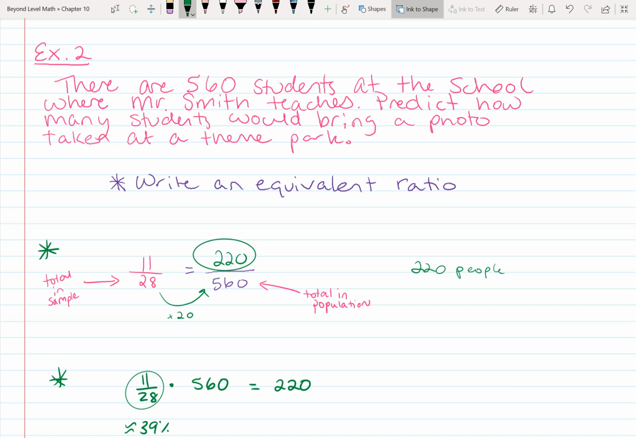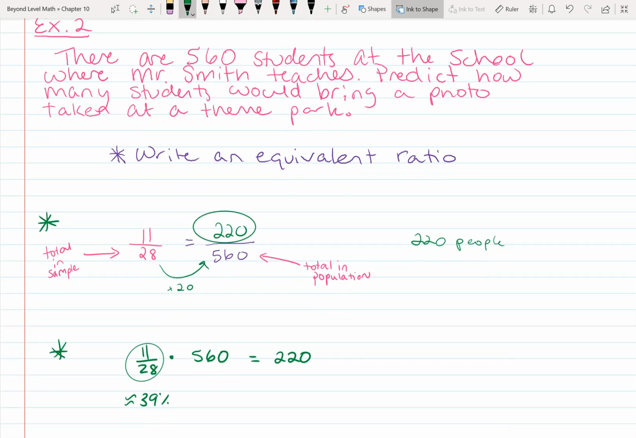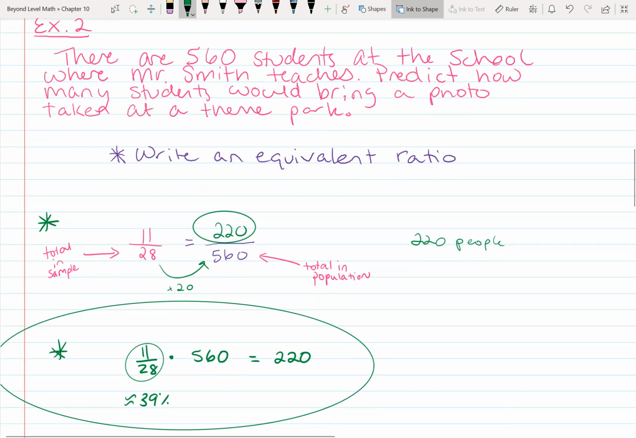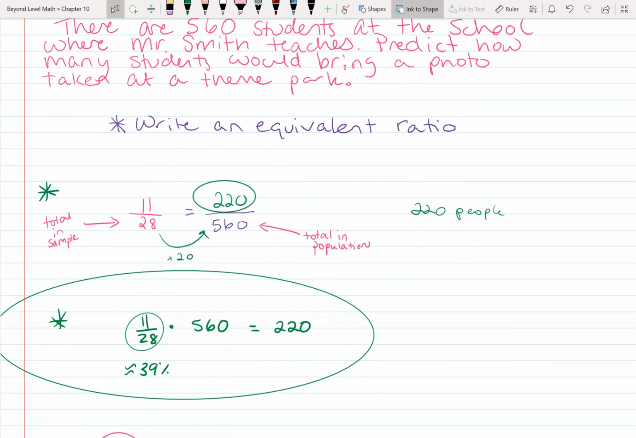So again, if you have to round, if it does not come out a nice clean percentage or decimal, then multiply the actual fraction by that number. So typically you will use this second option, but I wanted to show you the first one as well.